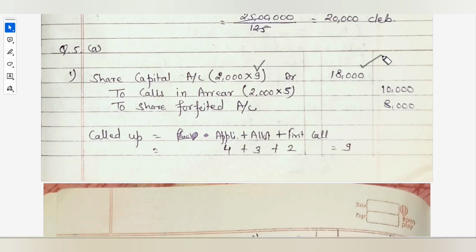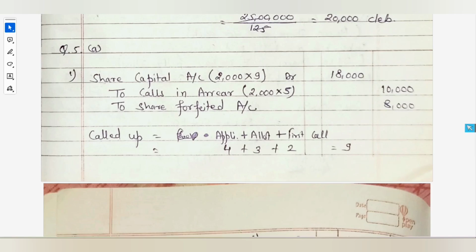So it is rupees 18,000. Then two calls in arrear account, the combined value of all the arrears, that means rupees allotment, rupees 3, and the call money of rupees 2, that means 5. Rupees 5, that means rupees 10,000 has been transferred to arrears account, which is now created. And then the remaining amount is credited to a newly opened account, that is share forfeited account, by rupees 8,000.